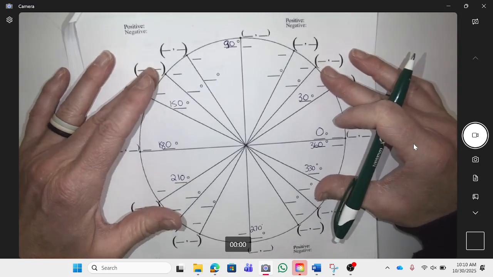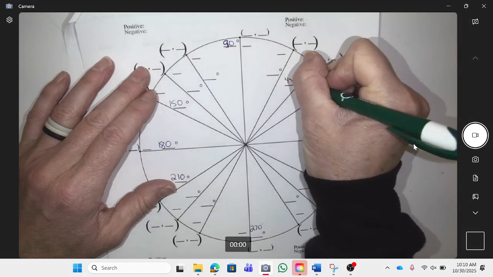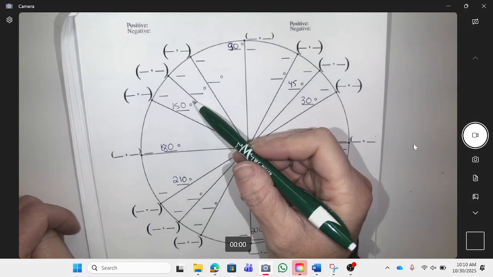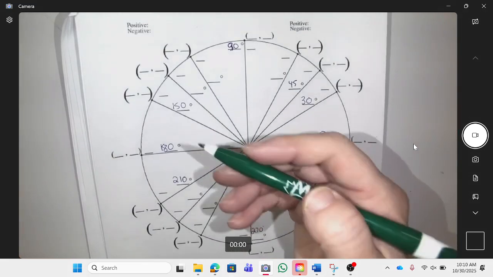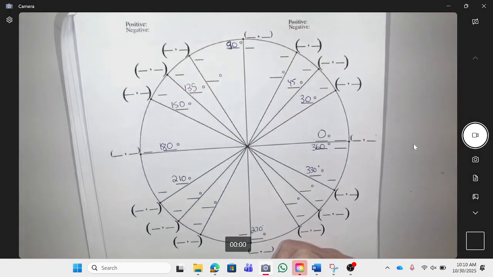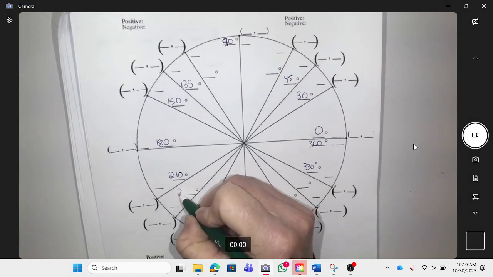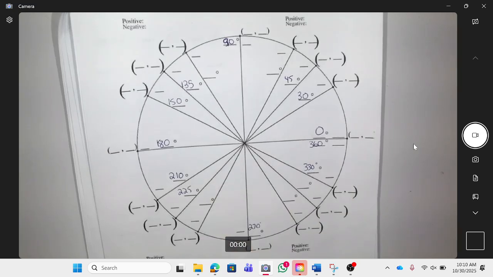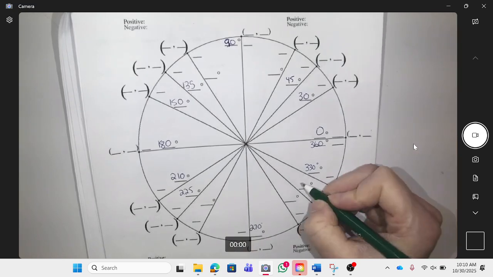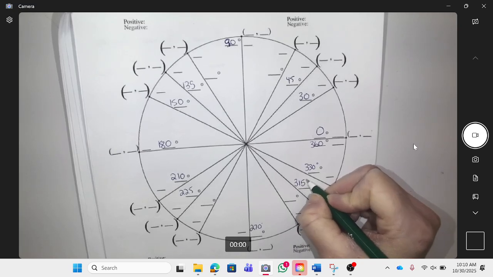Now 45 off the x-axis is important. So 45 less than 180 is 135. 45 more than 180 is 225. And 45 less than 360 is 315.